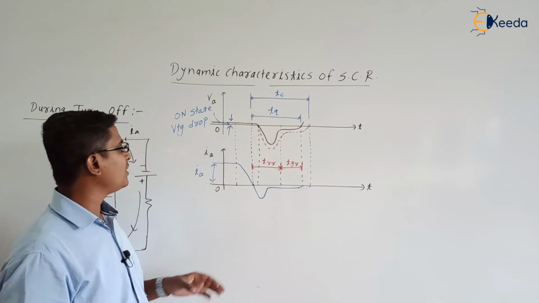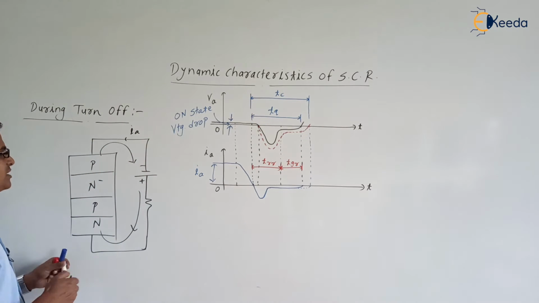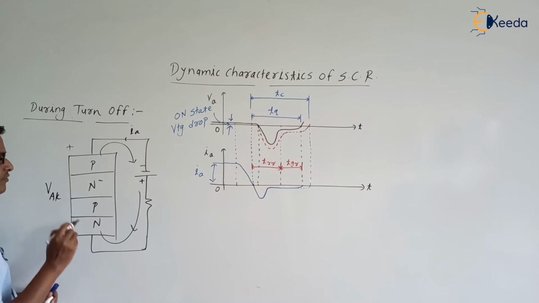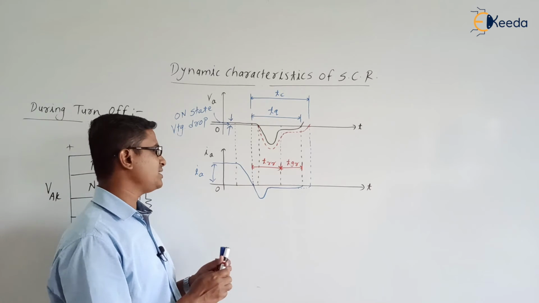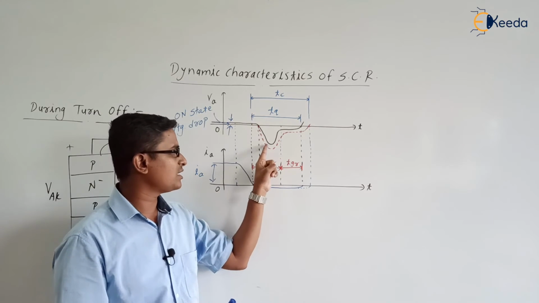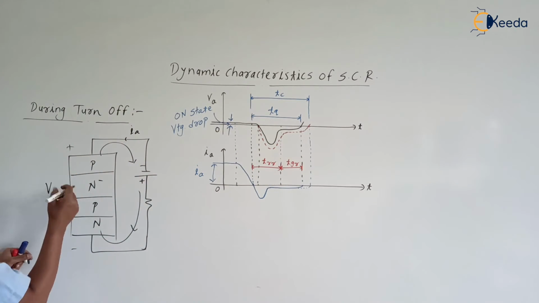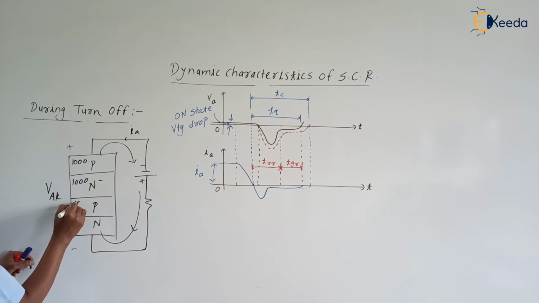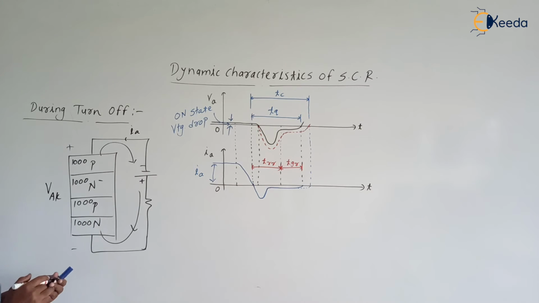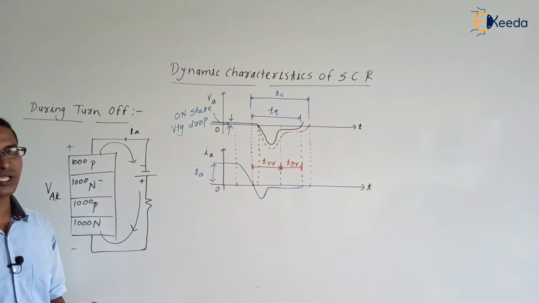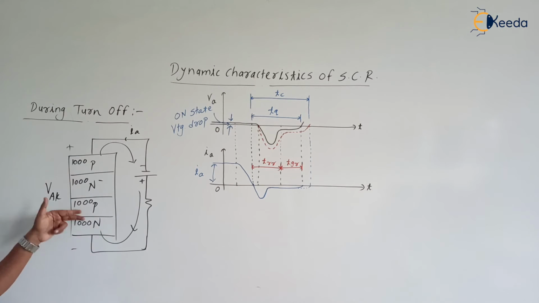So what about the voltage across the SCR? The voltage across the SCR is VAK, and this voltage is also negative. Now suppose we have 1000 charge carriers present in all the four layers. For example, suppose the added charge carriers in each layer are equal to 1000. In each layer we have 1000 charge carriers.